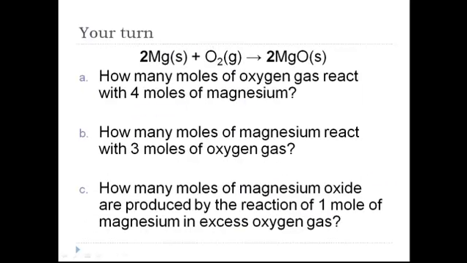All right, so here are 3 problems for you to try on your own. Work out the answers and hit play again when you come back. All right, here you go.